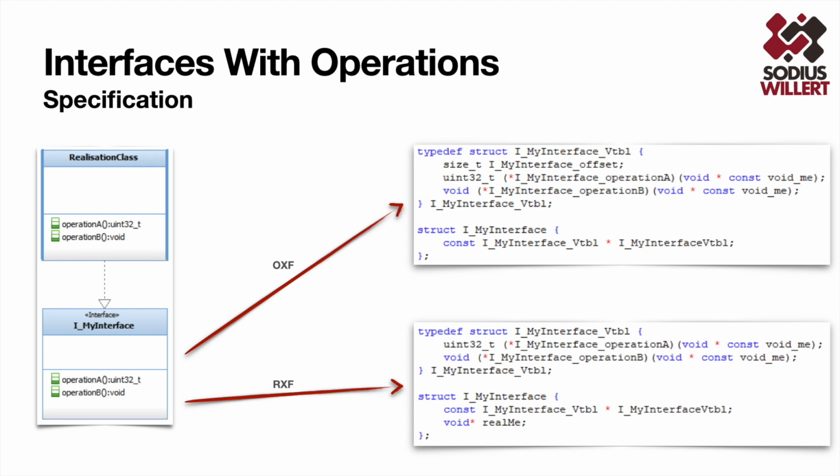In the new variant, no offset is needed anymore. Instead, the class to be implemented stores the object address in the variable realme, which is located in the interface next to the virtual table, when an object is initialized.